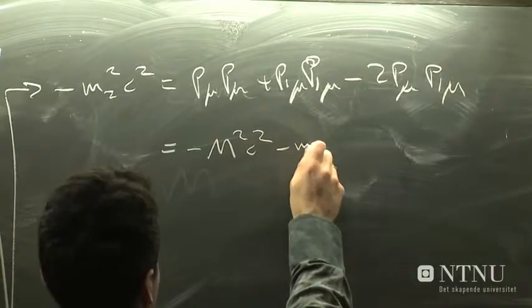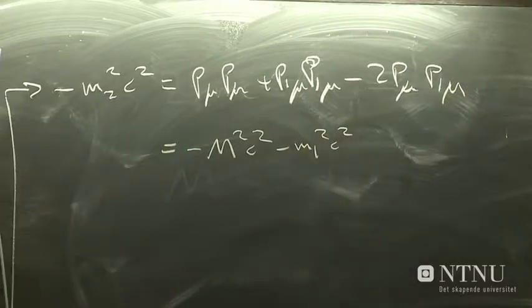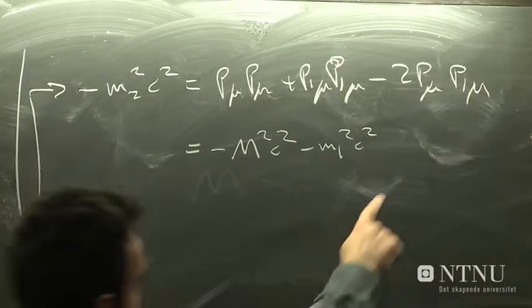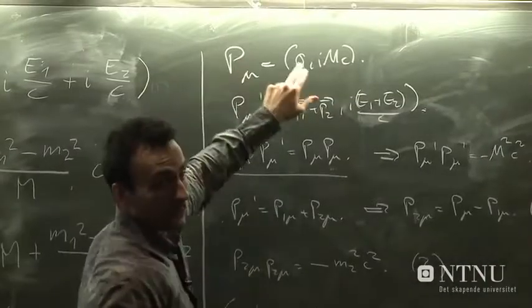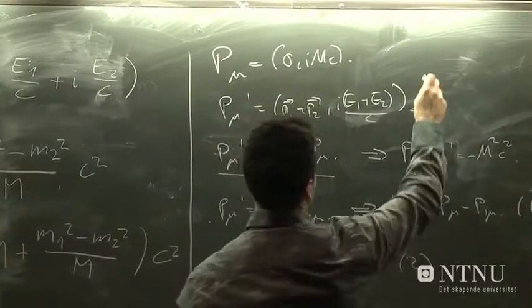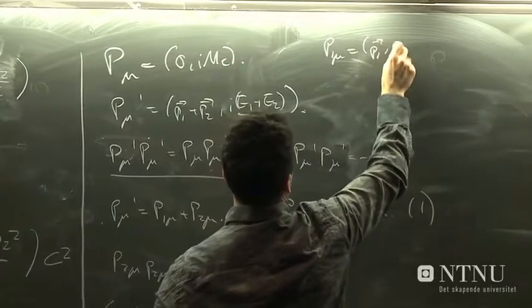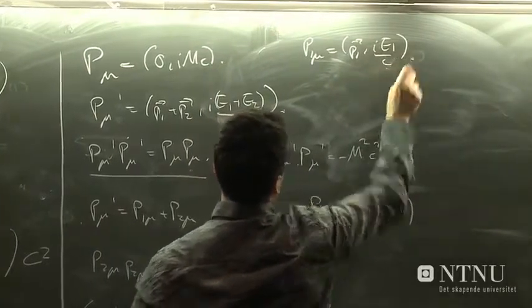Second one is given like this, the mass associated with particle 1. And this final term, we have to check then. So we have this for p mu, and then we have this.